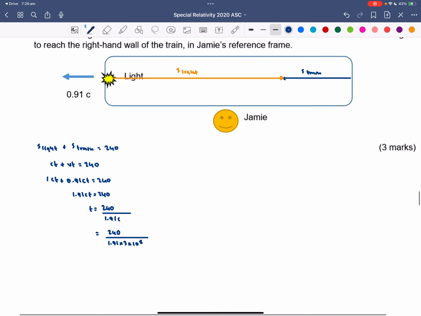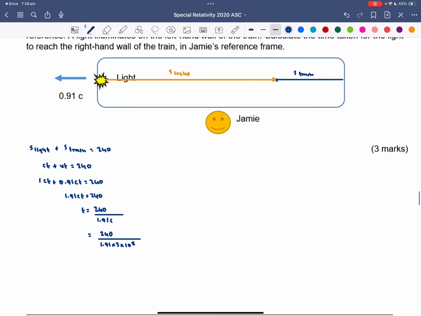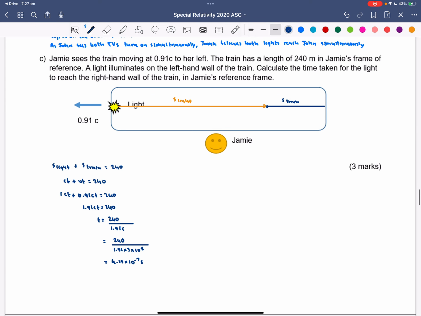Cool. And that gives us a time equal to 4.19, 4.19 times 10 to the negative 7 seconds. Alrighty, that was an interesting question.